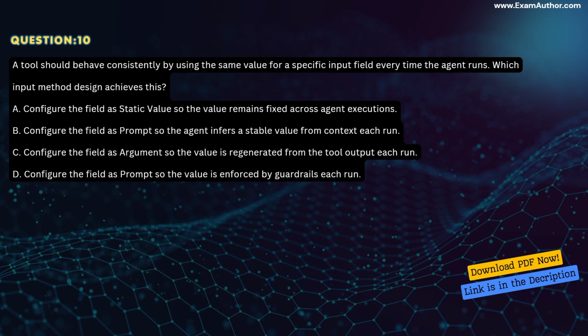Question 10. A tool should behave consistently by using the same value for a specific input field every time the agent runs. Which input method design achieves this? A. Configure the field as static value so the value remains fixed across agent executions. B. Configure the field as prompt so the agent infers a stable value from context each run. C. Configure the field as argument so the value is regenerated from the tool output each run. D. Configure the field as prompt so the value is enforced by guardrails each run.